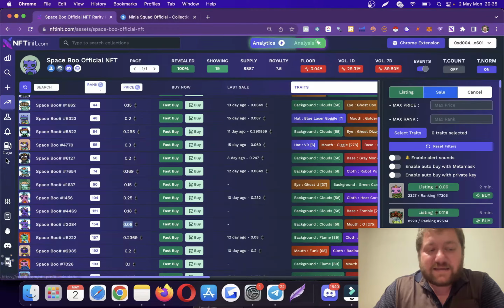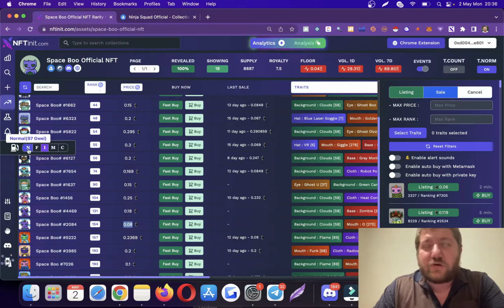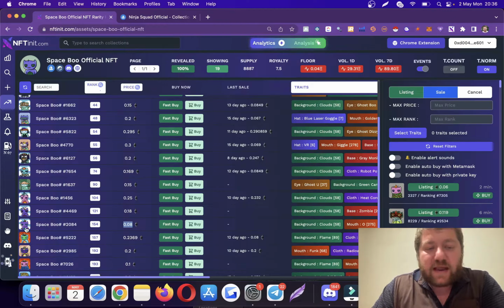So if I really want to get this one, I can adjust the gas setting here. Actually, it is quite expensive right now. Sometimes you will see it going down to like 20, even 13. So for this one, you can actually wait. However, you can change the gas setting here and press the fast buy button.